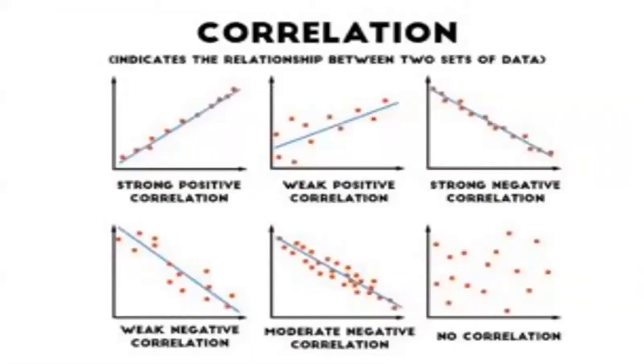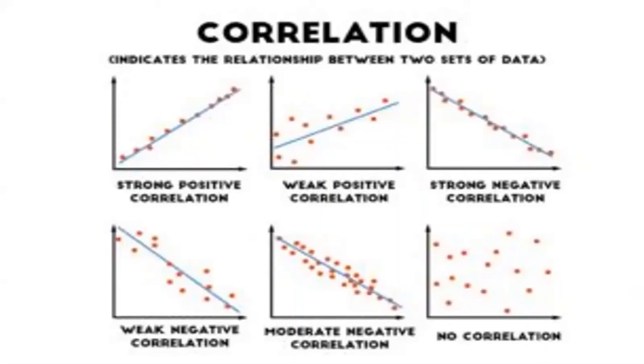Now here are the degrees of different types of correlation. This slide should have been earlier, but it is here now. When the points are on the straight line, there will be strong positive correlation. When the points are away from the straight line, it will be weak positive correlation. When the line is negatively sloped and the points are lying on it, there will be strong negative correlation. Then when the points are away from the negatively sloped line, it will be weak negative correlation.